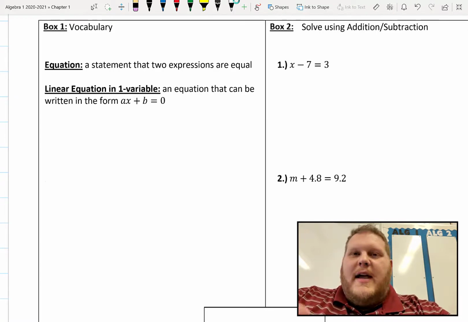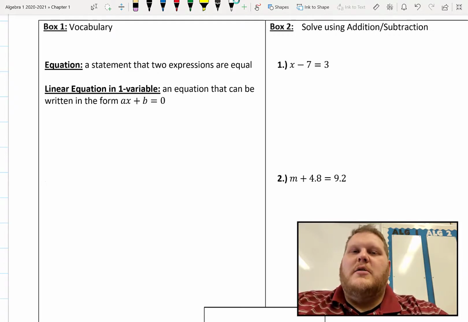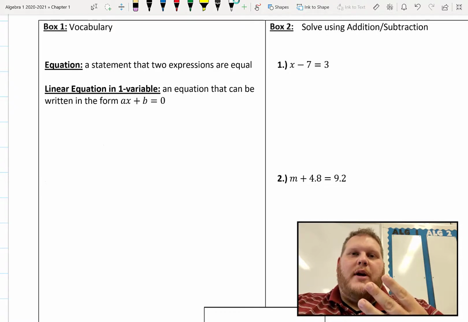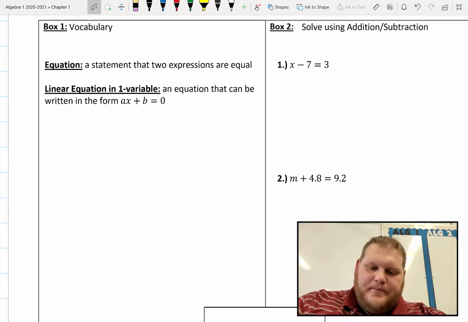As we go through the rest of the chapters, we'll talk about what it means for something to be linear. What you need to know is just that when I have my variable, if it's x or n or d or whatever we're using, there's not going to be anything else happening to it other than our four main operations, which would be addition, subtraction, multiplication, and division.